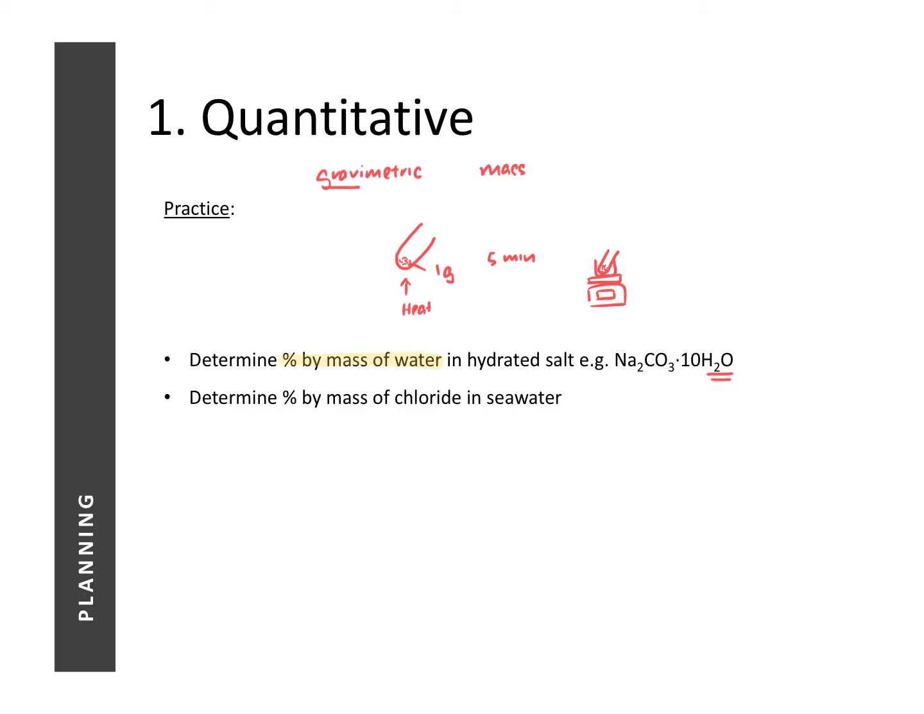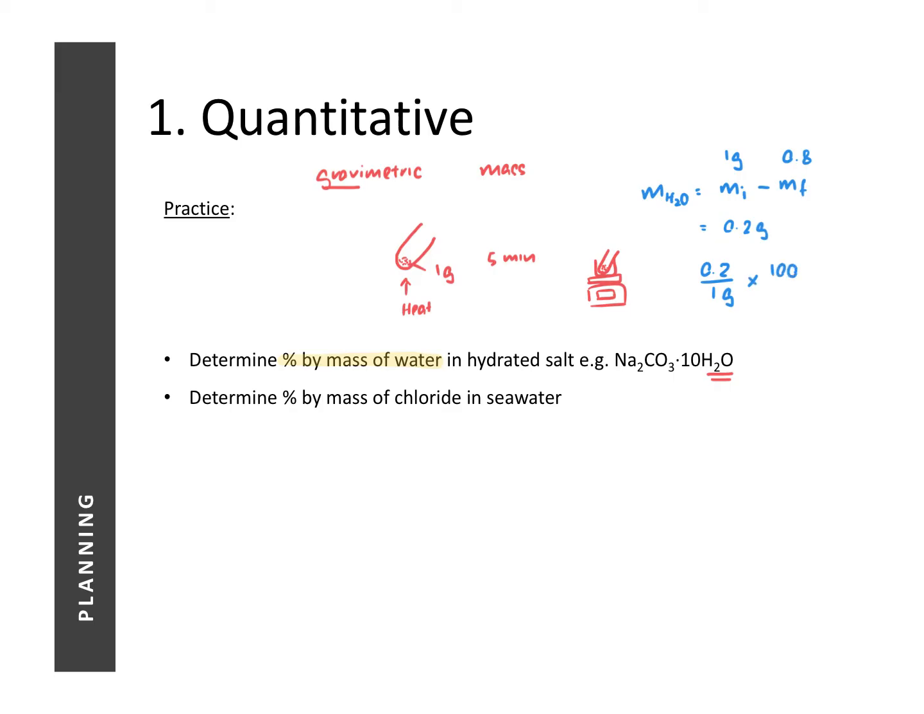So how do we find the mass of water then? The mass of water would be equivalent to the initial mass of the sample, let's say 1 gram, minus the final mass of the sample. So for example, if the final mass is 0.8 grams, that means that the mass of water is 0.2 grams. With that, the subsequent discussion becomes very easy, because percentage by mass of water would be the mass of water over the total mass of the sample, which is 1 gram, assuming that you have written down 1 gram in your planning answer, times 100.